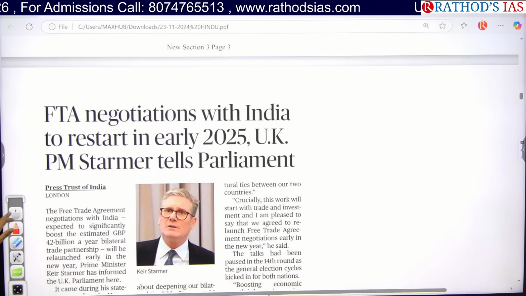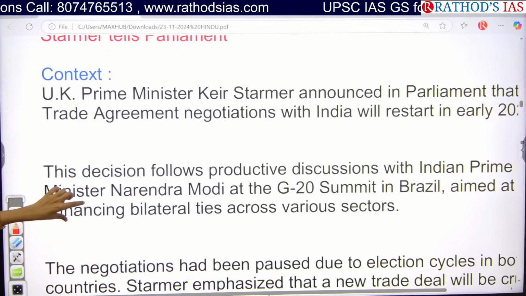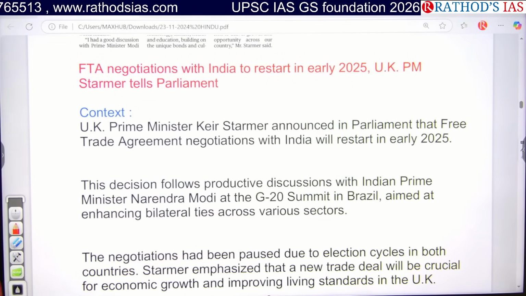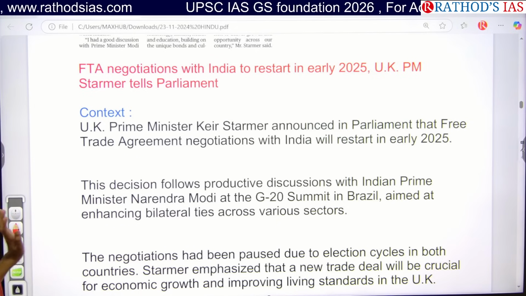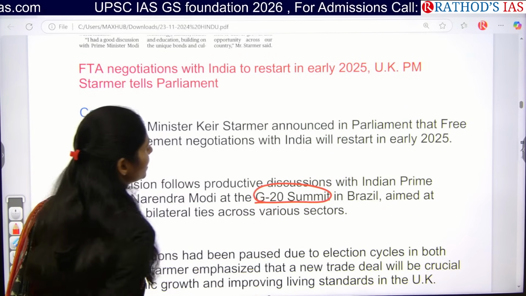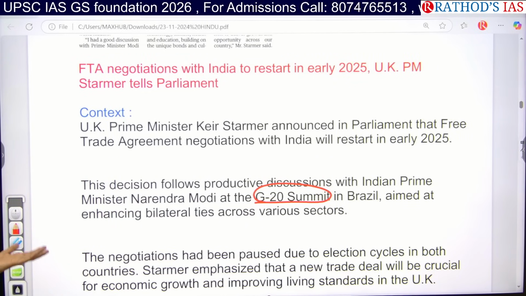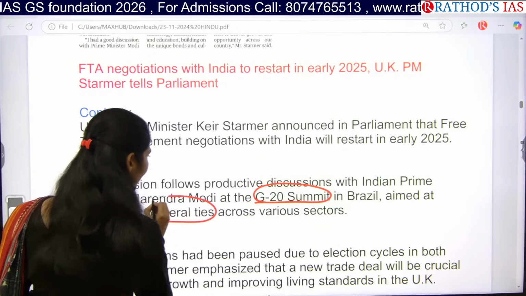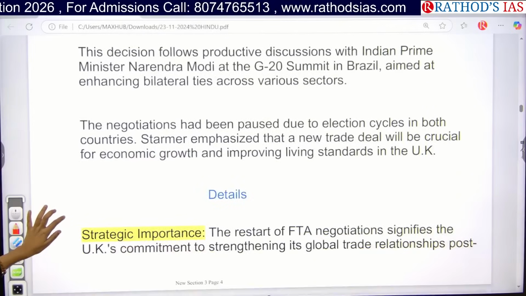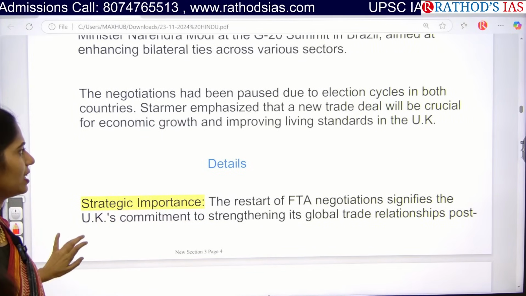Okay. See this article, what exactly it is saying. The UK Prime Minister announced in Parliament that trade agreement negotiations, that is FTA negotiations with India, are going to start in early 2025. This decision was made at the recent G20 summit in Brazil. Whenever they come up with this kind of agreement, obviously it will increase bilateral ties between the countries in these sectors. These negotiations had been paused because of election cycles in both countries in the recent past.